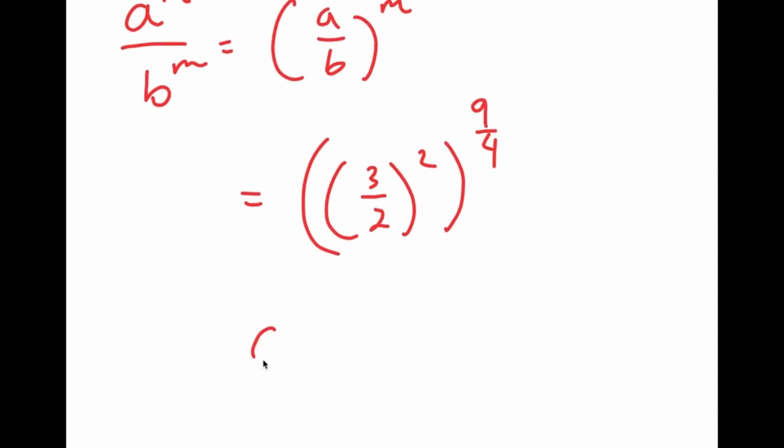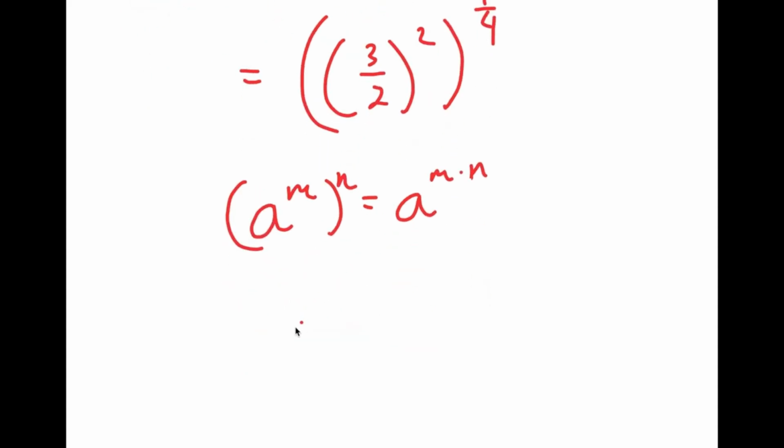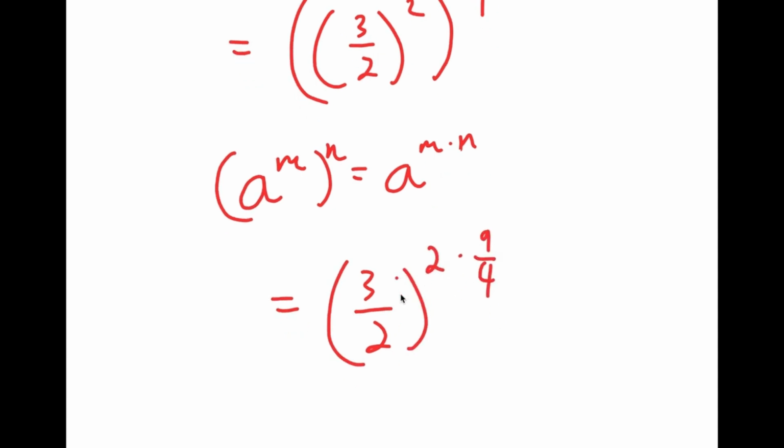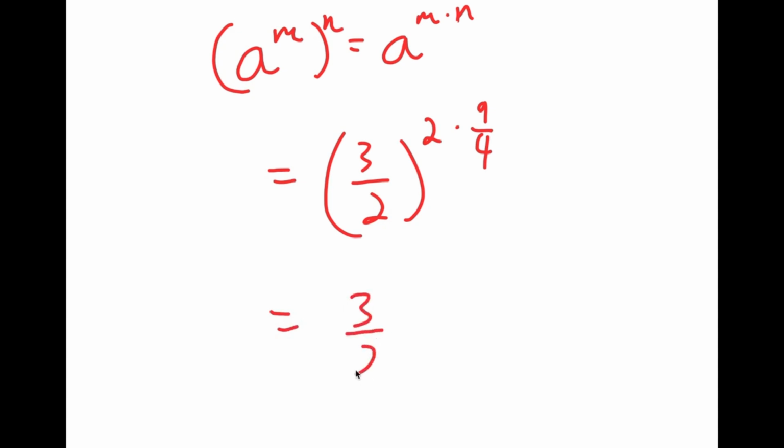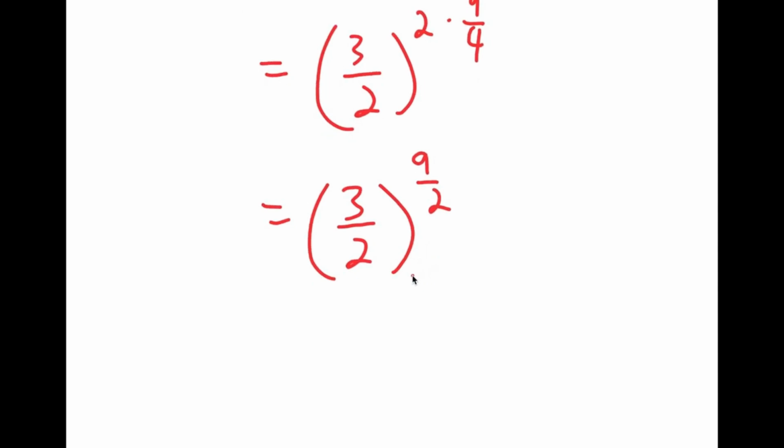Now, if I have something in the form (a to the power of m) to the power of n, this is equal to a to the power of m times n. So it's going to equal (3/2) to the power of 2 times 9/4, which is equal to (3/2) to the power of 18/4, which is equal to 9/2. So I have (3/2) to the power of 9/2.